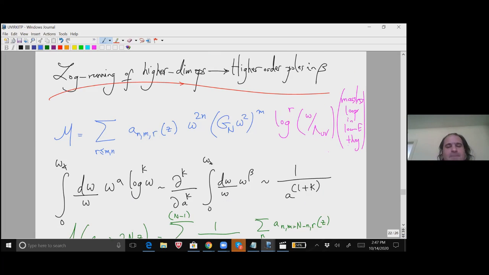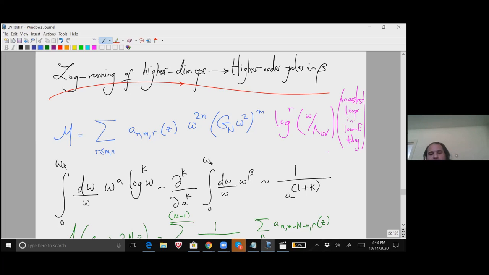Another simple fact: we did a kind of tree approximation example, but now let's include the whole gamut of log running of the higher dimension operators in the low energy theory. In other words, let's now include all the massless loops, everything that you might have. Here I've just illustrated the case of graviton loops, but gravitons, photons, doesn't matter. So any massless loops in the low energy theory. We know that the amplitude gets dressed by all these logarithms, ultraviolet logarithms.